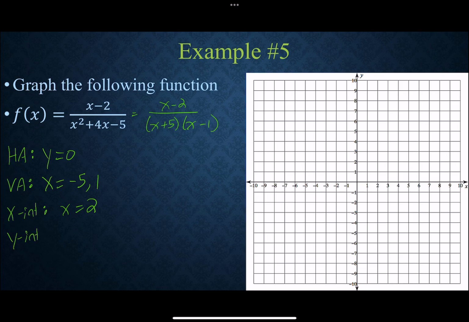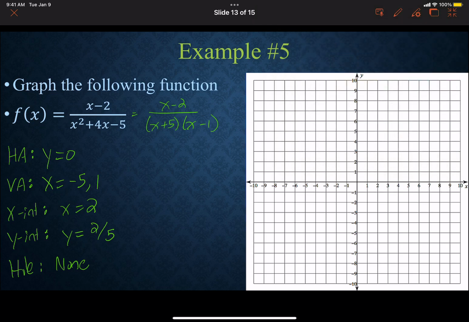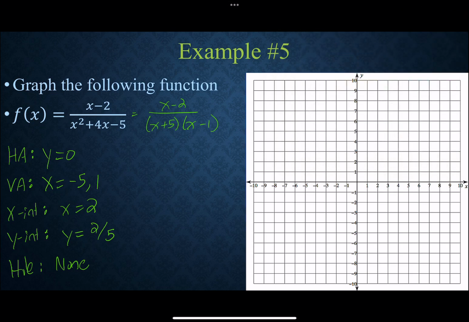Our y-intercept, we go ahead and substitute 0 in for x. You'll find it's 2/5 because you just get negative 2 over negative 5, which is a positive 2/5. And again, the hole, there is none because nothing canceled. So now putting it all together in terms of our graph. So we do a dotted horizontal line at 0, which is the x-axis.